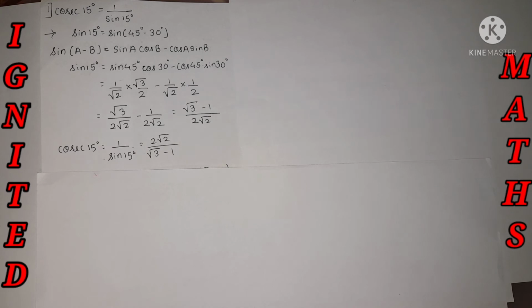Any angle, whether it is 25 degree, 75 degree, any degree, we can do it by the trigonometric functions of the compound angles, and with the help of the trigonometry tables we can find it very easily.